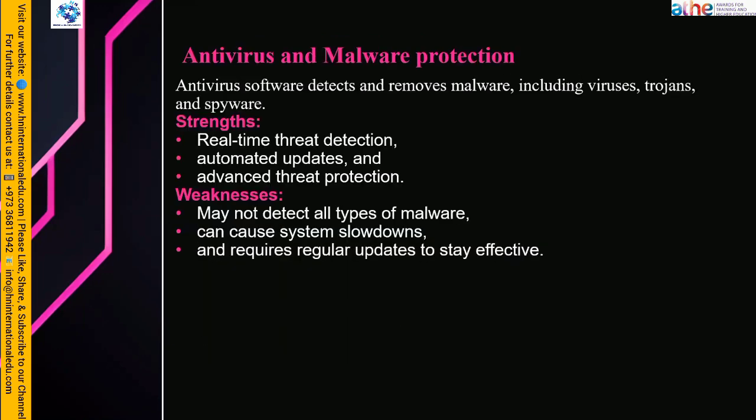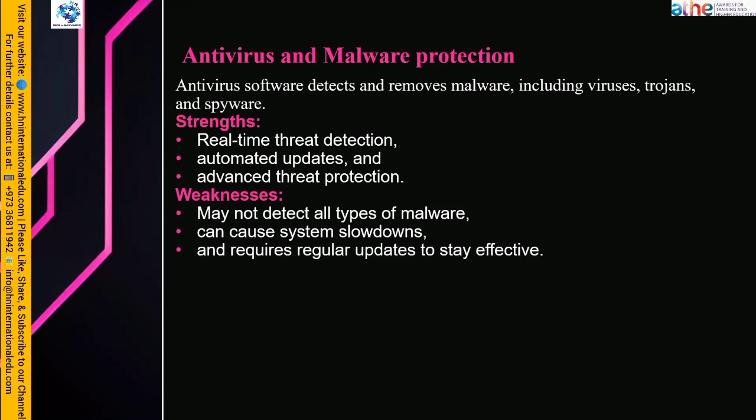The next thing is antivirus and malware protection. Antivirus software detects and removes malware, including viruses, trojans, and spyware. So it has different kinds of options, like different antivirus software used for detecting and removing malware attacks from your system. It includes real-time threat detection, automated updates, and advanced threat protection.